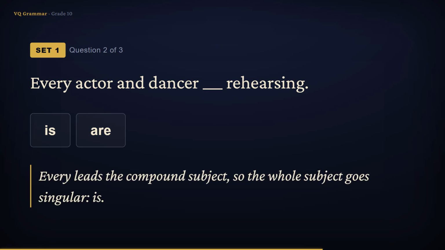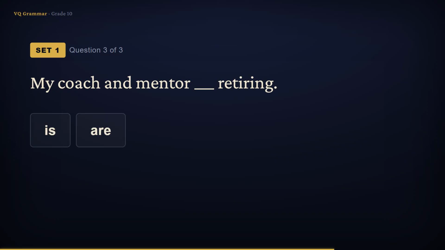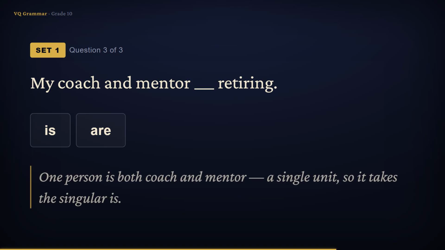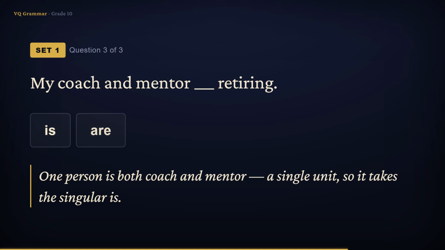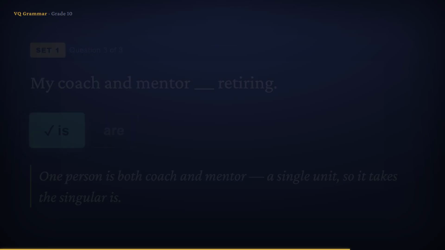Every actor and dancer blank, rehearsing. Look hard at the very first word, every. When every leads a compound subject, the whole subject turns singular, no matter what and is doing. So the answer here is the singular verb. My coach and mentor, blank, retiring. Ask yourself, is that 2 people or 1? There is no second my in front of mentor, so the coach and the mentor are the very same person. A single person takes a singular verb, so the answer is the singular 1.